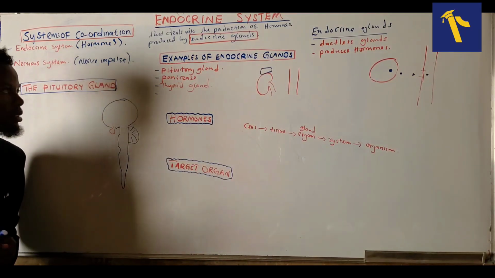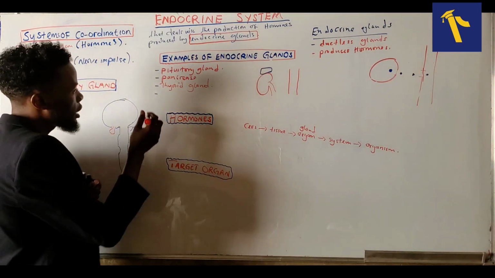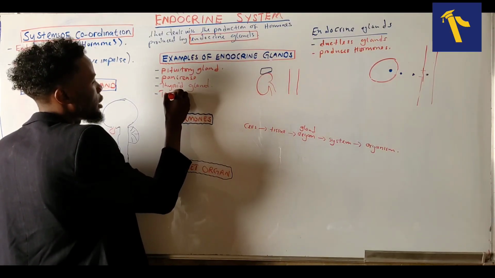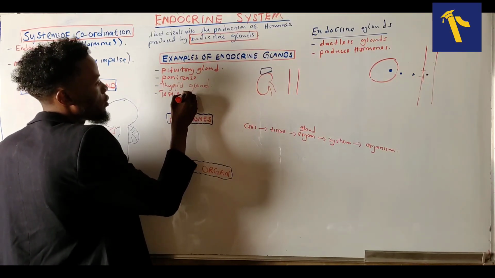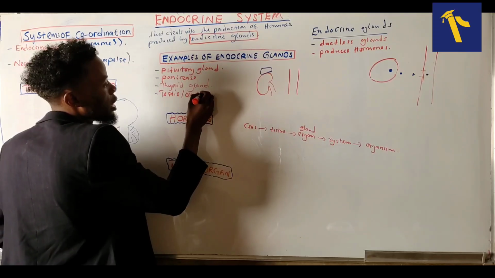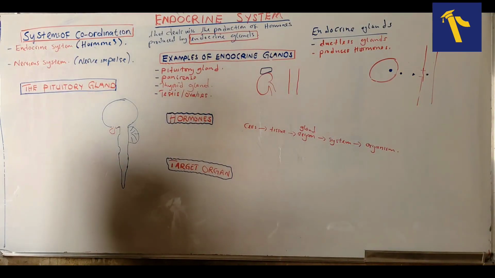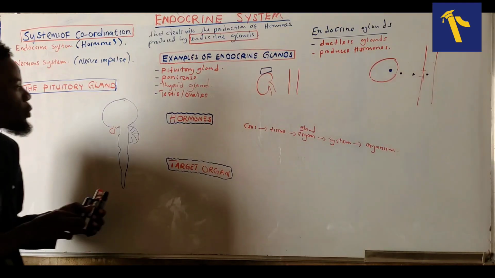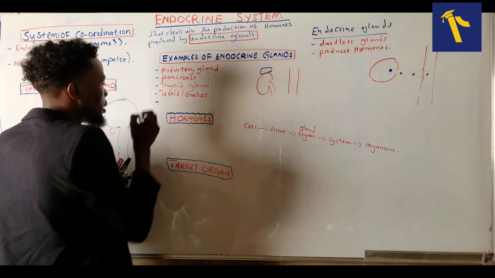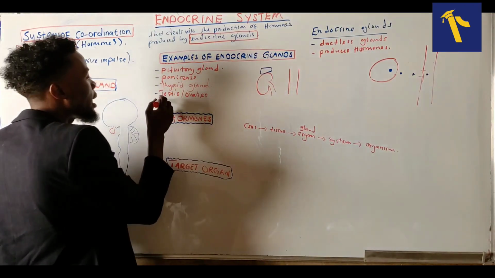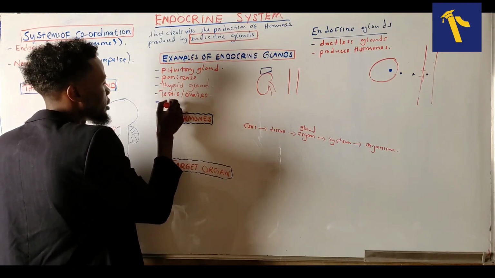Apart from the thyroid gland, we have the testis, or the ovaries, which we'll also talk about. The testis and ovaries are examples of endocrine glands. And we have the last one. Do you know it? The adrenal glands. This is the last one.